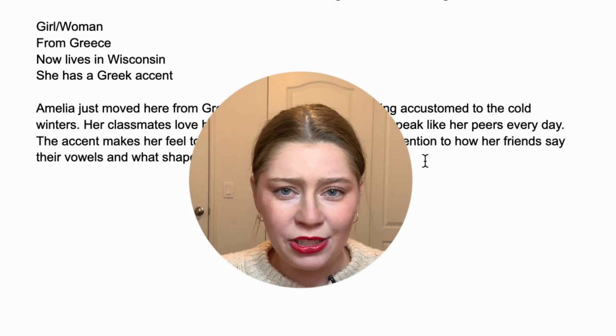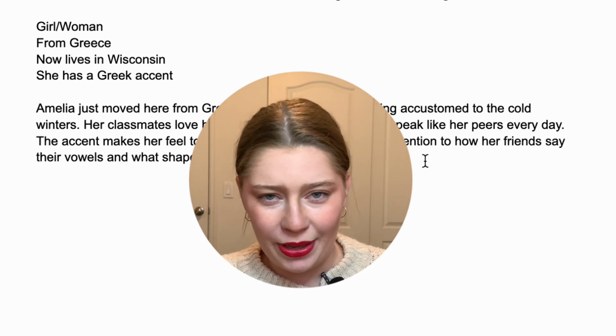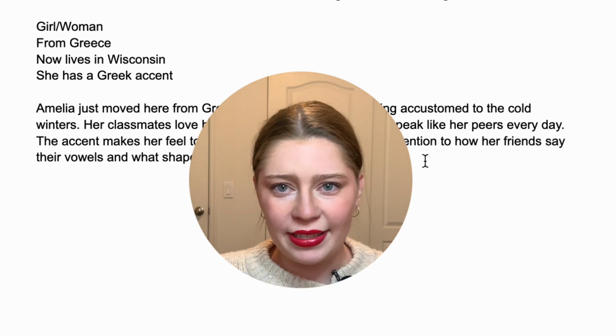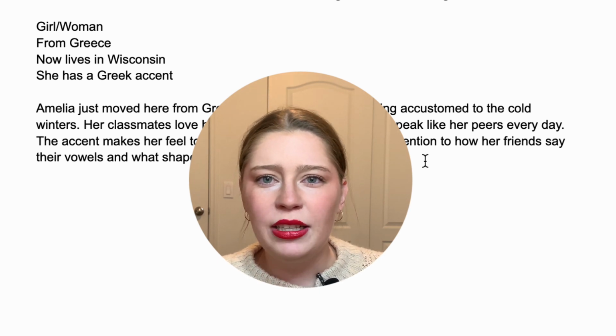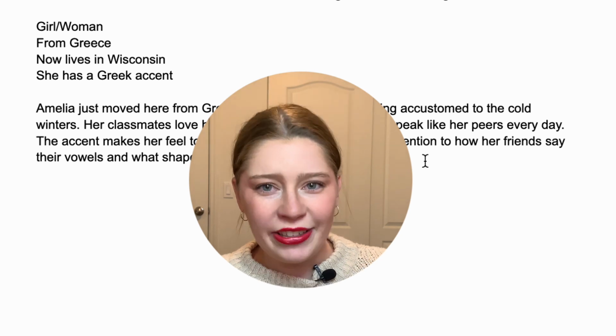And then we also get that she's from Greece and now is in Wisconsin. And of course the accent is the main focus in this description, right? We see that she's actively learning to change her accent. So we get some of that insecurity, we get some of that othering happening here, and it's a little bit more of what's driving her, it's driving her motivations, it's driving her character through the story.